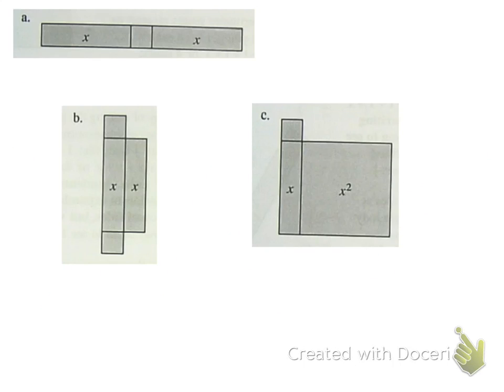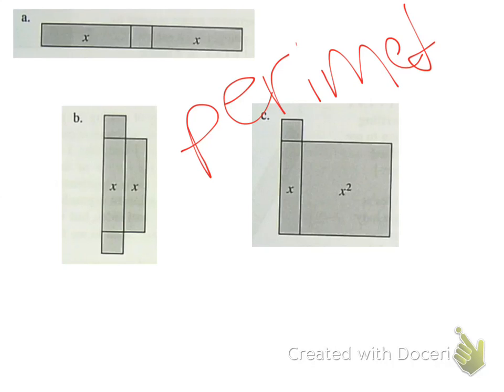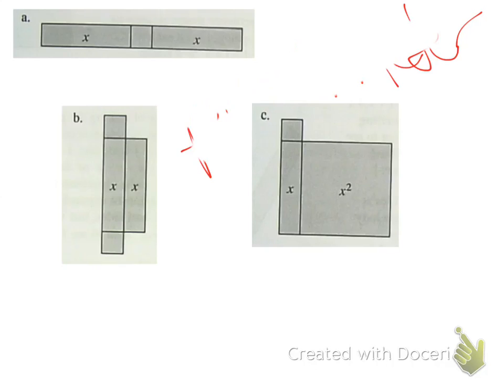So you get to try now. Represent A, B, and C with a variable expression representing the perimeter. And when you are done, unpause the video, see if you got them right.